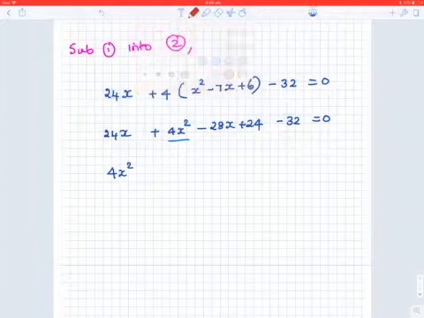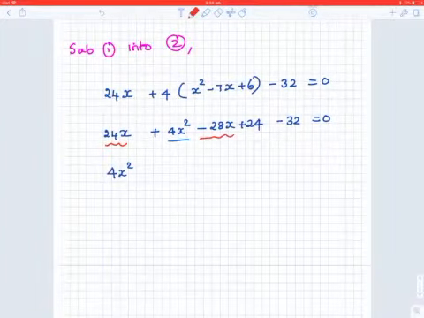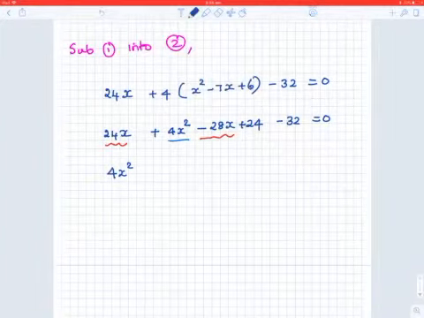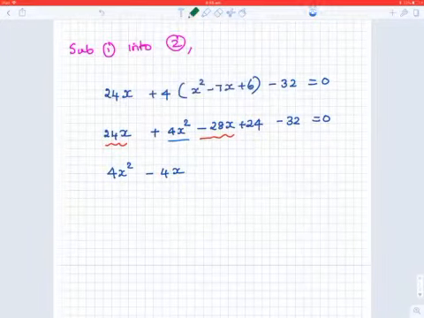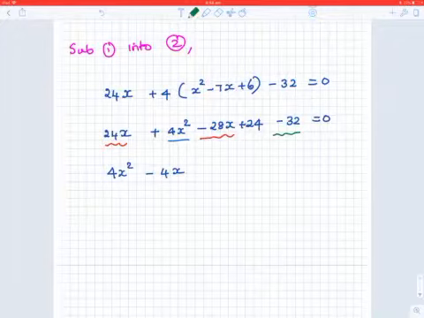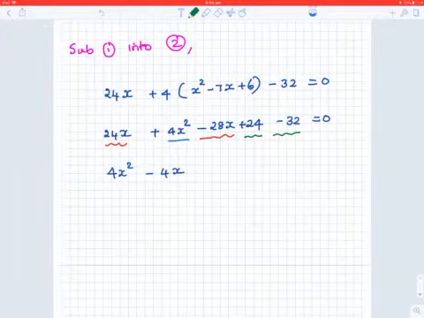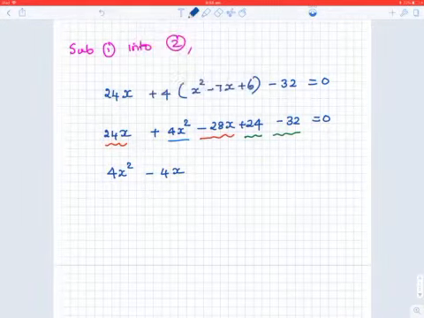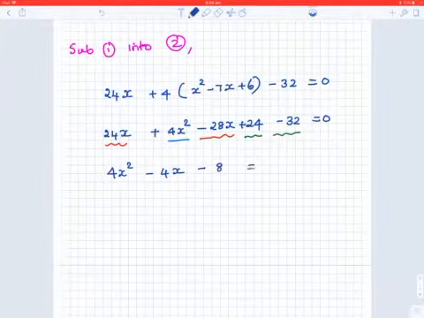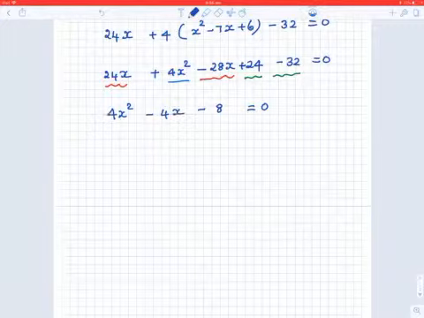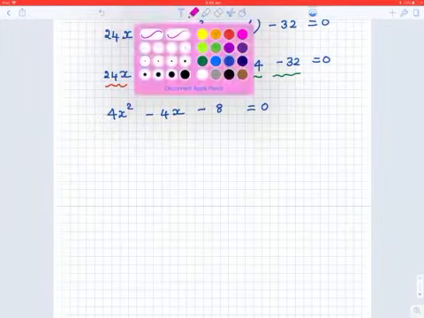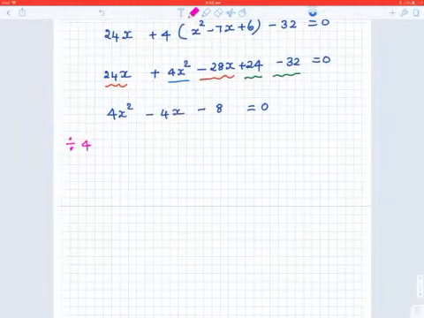Now I'm grouping like terms. I start with the x squared coefficient, so that takes first place: 4x squared. Now combining the x terms, I get minus 4x. Then combining the numbers, plus 24 minus 32 is minus 8. So I get this equation.